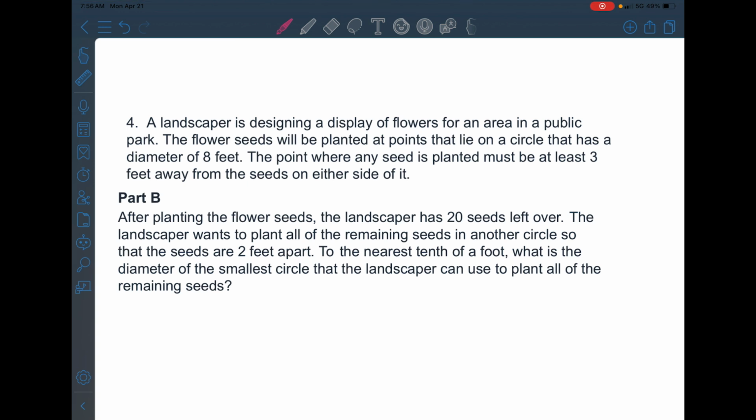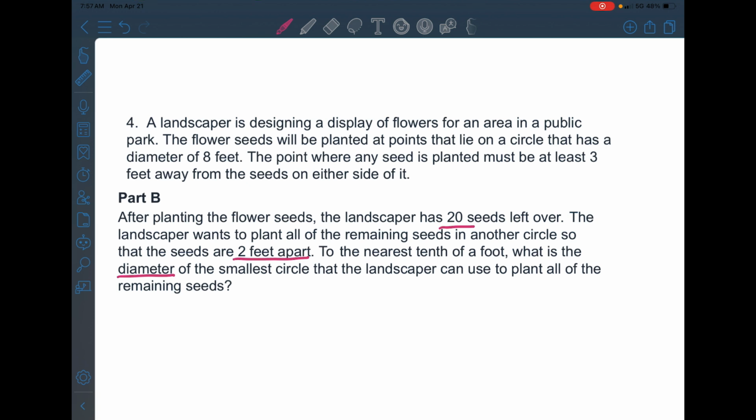In this problem, we have the same landscaper, same circle. Part B says, after planting the flower seeds, the landscaper has 20 seeds left over. The landscaper wants to plant all the remaining seeds in another circle where the seeds are 2 feet apart. To the nearest tenth of a foot, what is the diameter of the smallest circle the landscaper can use to plant all of the remaining seeds?